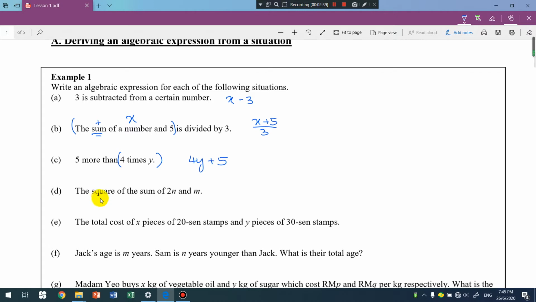Okay, D. The square of the sum of 2n and m. Let's look at this part first: the sum of 2n and m means 2n plus m. The square of this whole thing, you square it. If you just put a square like this, it's not correct. Don't forget to put a parenthesis. Let me write again: 2n plus m, in parentheses, squared.